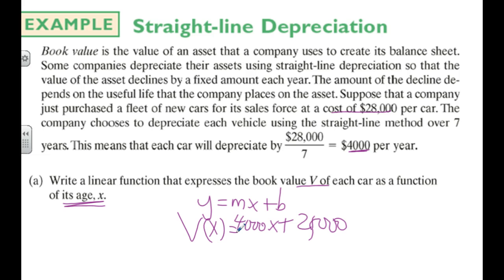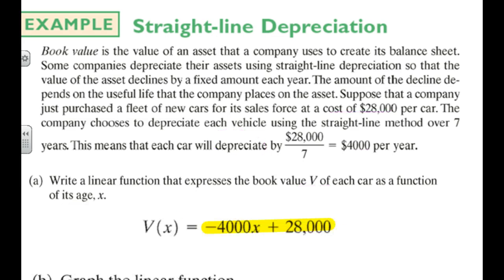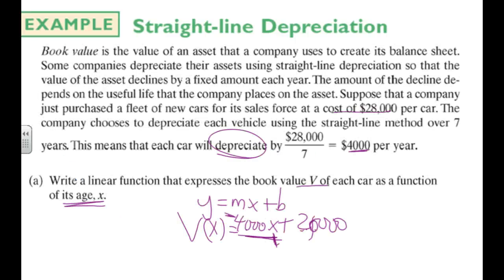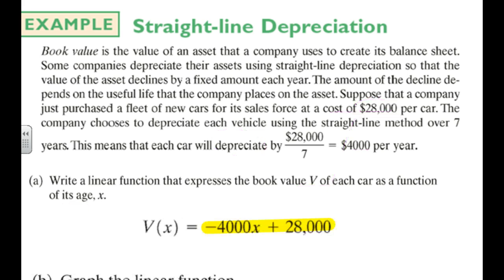So after no years, 0, the car's worth 28,000. Oh, it depreciates, so it's probably a negative in here. So after 1 year, it's going to be 28,000 minus 4,000. After 2 years, it's 28,000 minus 8,000. So again, you can see it's a linear function. Well, that's a 28,000. How come I didn't catch that? This is a 28,000. Sloppy handwriting. So it's 28,000 minus 8,000, it's worth 20,000 after 2 years.